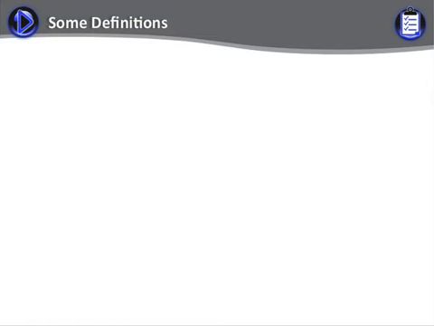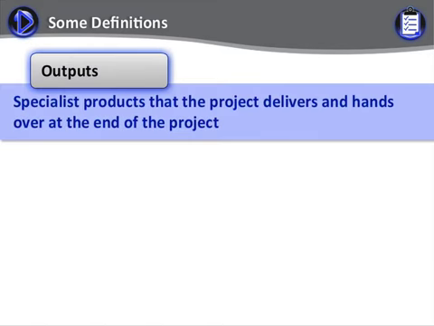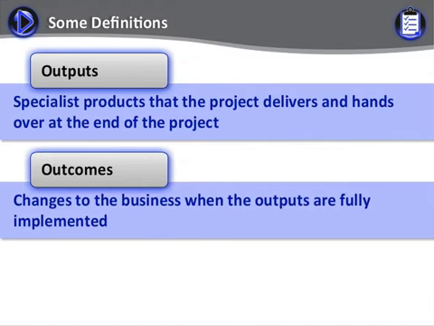Before we get too deeply into the development and content of the business case, let's remind ourselves of some definitions. A project output is defined as any of the project's specialist products. It is the result of some planned activity, in our case a project. Project outputs are the things that we will hand over to the user or customer at the end of the project. The outcome is achieved when the outputs are in and working.